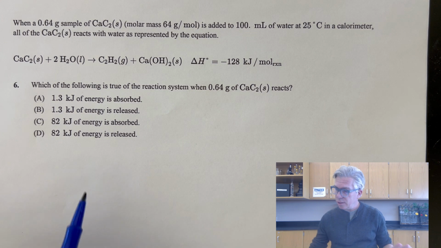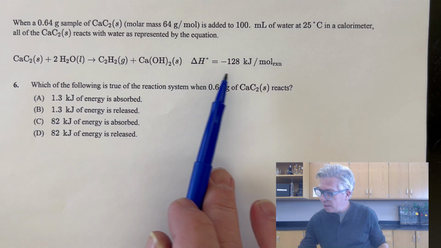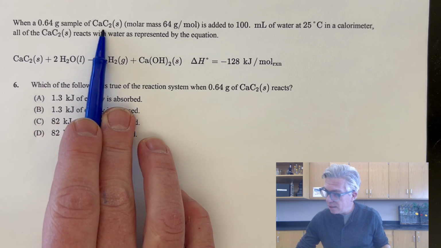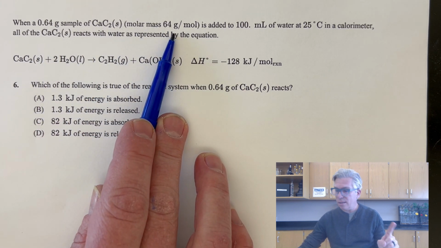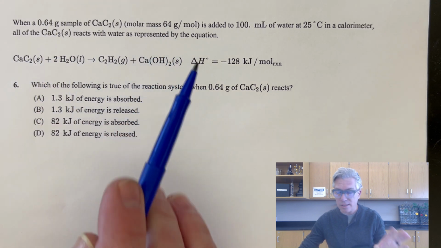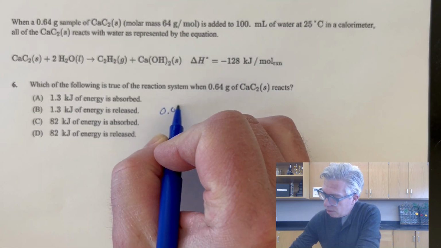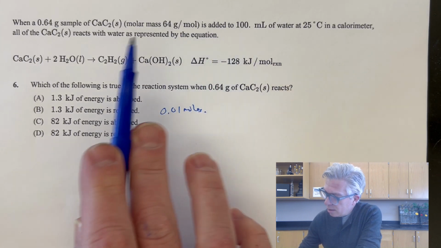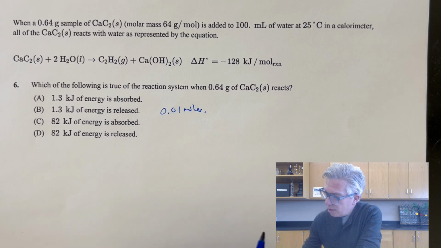All right, so here's another one. We've got a reaction. Delta H is negative 128. A 0.64 gram sample of calcium carbide. They give us that the molar mass is 64. Notice that this is 1/100th of that, so we've got 0.01 moles. It's added to 100 milliliters of water. All of it reacts. Which of the following is true of the reaction system when that reacts?